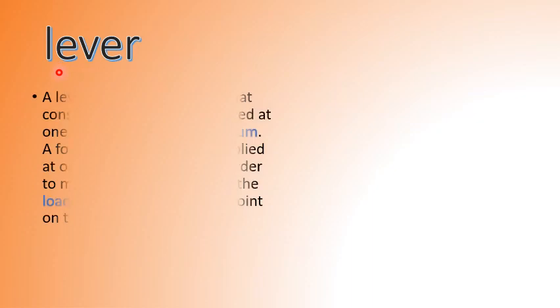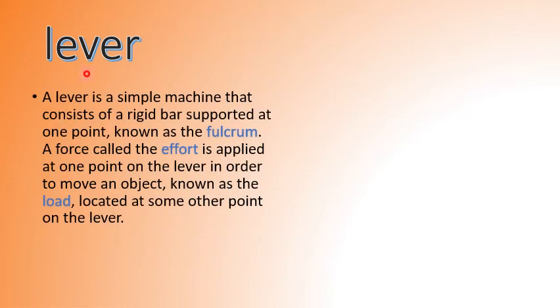Students, here comes the first type of simple machine that we will be discussing, and that is the lever. Do you know what a lever is? A lever is a simple machine that we use in our daily life, and you can find many kinds of levers at your homes as well. If we want to define it, we can say that a lever is a simple machine that consists of a rigid bar supported at one end or point. That point is known as the fulcrum.